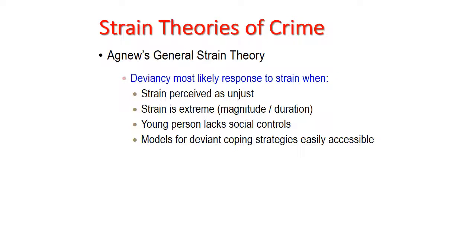He also suggests that deviancy is a more likely response to strain when the strain is perceived as being unjust, when it is extreme either in terms of its magnitude or duration, when a person is younger and lacks the appropriate social controls, or when the person has models for deviant coping strategies that are easily accessible and finds that the role model that they are imitating is usually successful in achieving his or her goals through illegitimate means.